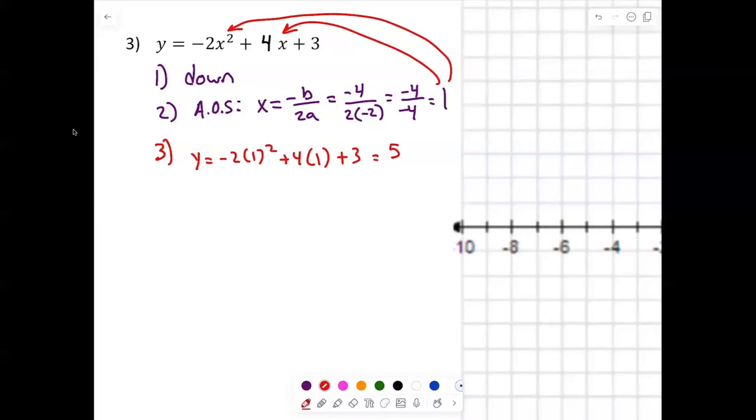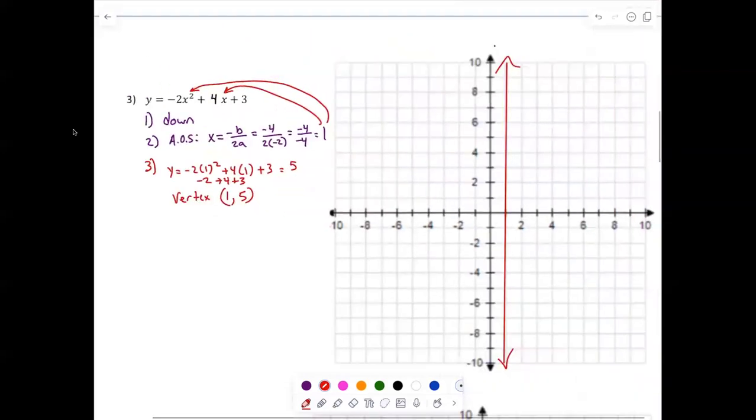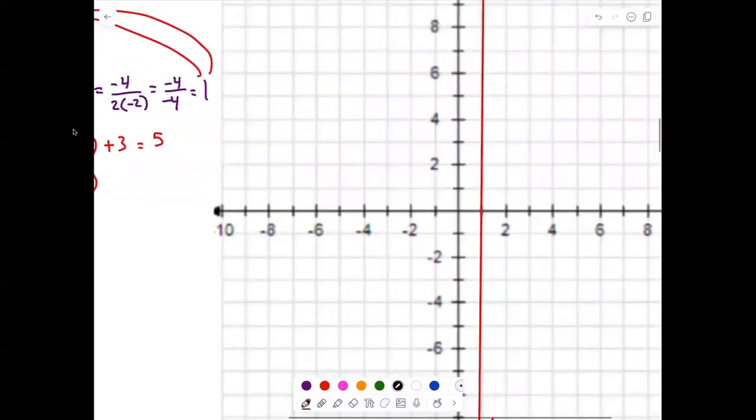It's a way to get involved. 5. You're just squaring 1. What's 1 squared? 1 times -2. -2 plus 4 plus 3. That's 5. So my vertex is located at what? 1, 5. So now everybody goes to 1, 5. Plot the point 1, 5.